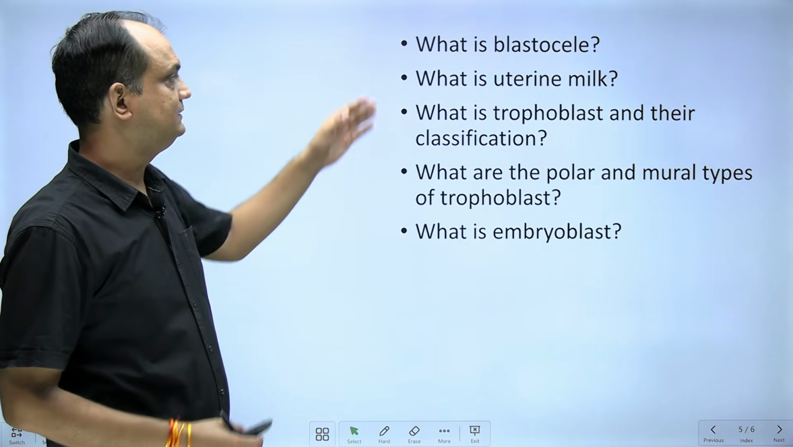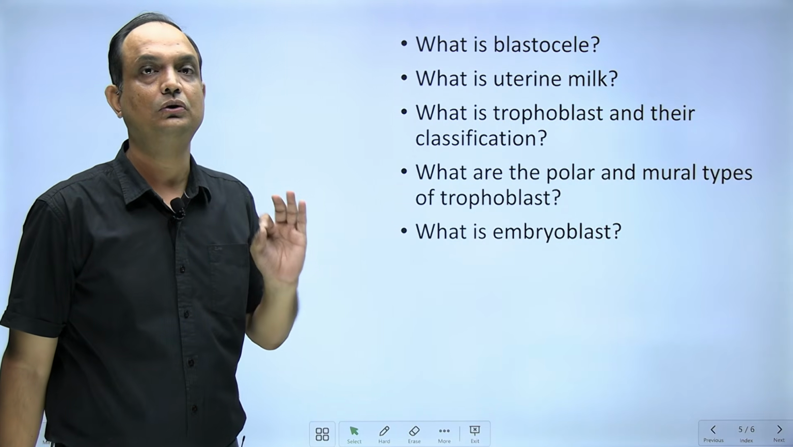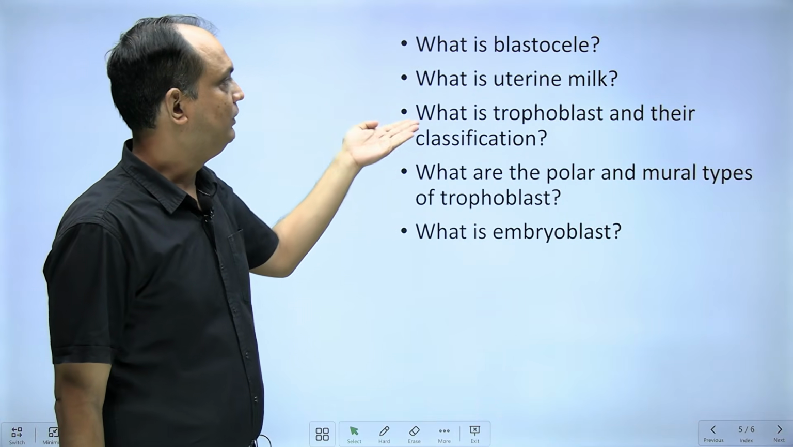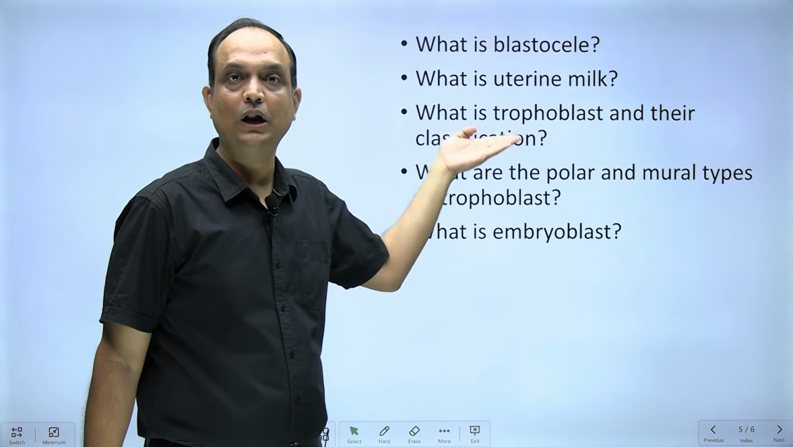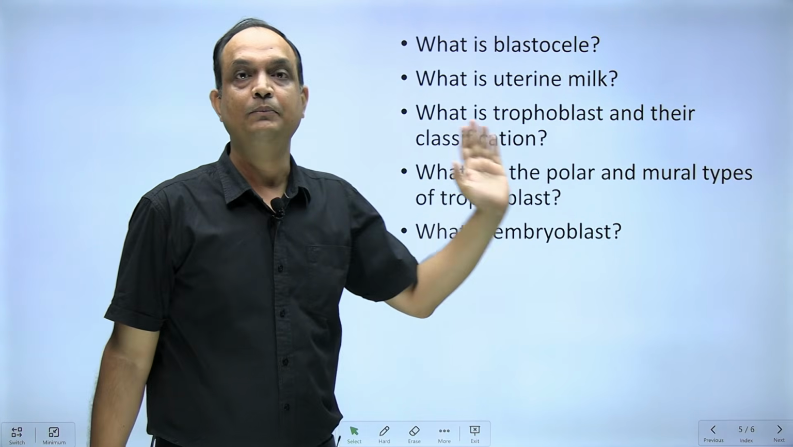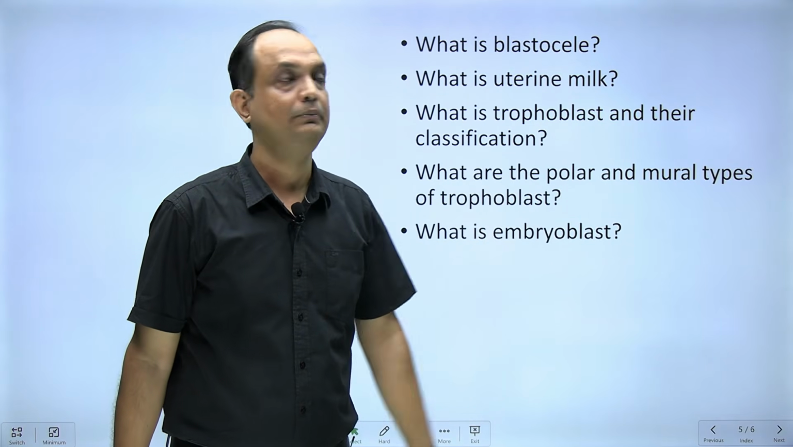So these are some terminologies which should always be in your mind when you are writing a short note on cleavage. What is blastocele? What is uterine milk? What is trophoblast? What is polar trophoblast? What is mural trophoblast? What is embryonic pole? What is abembryonic pole? And what is the fate of embryoblast?